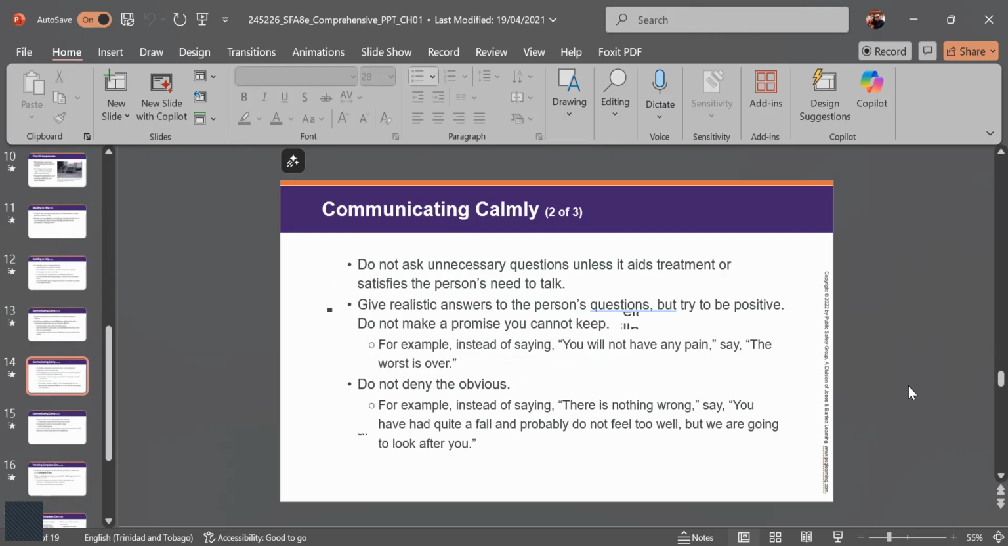Do not ask unnecessary questions unless it aids treatment or satisfies the person's need to talk. Stick to the point. Stay right there. Find out about the situation and try to figure out whatever else you could do. Don't ask them about where they're working, how much money they're working for, how much they paid for this car. No, no, no.